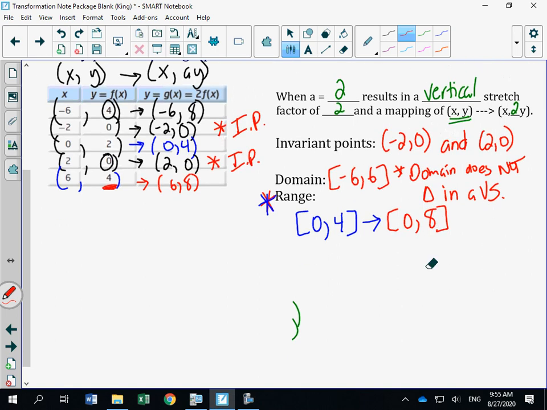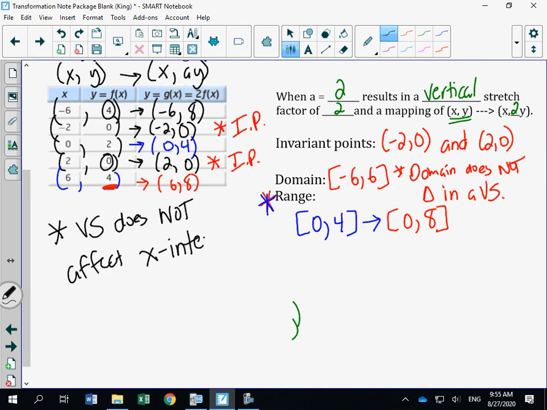Okay. Make one more note on this page. Vertical stretch does not affect x-intercepts. Those would be our invariant points. So if a graph undergoes a vertical stretch, the x-intercepts remain invariant.